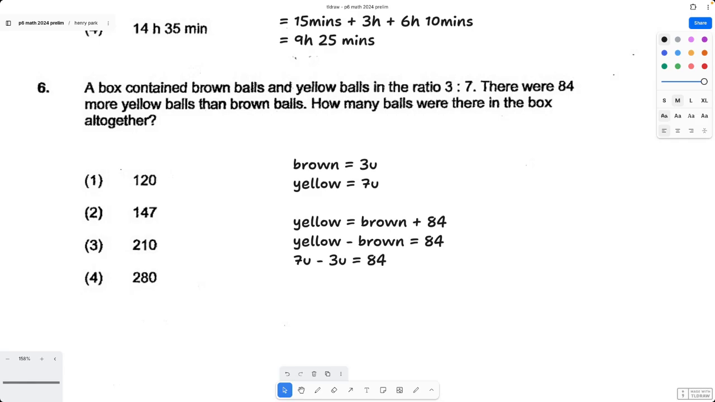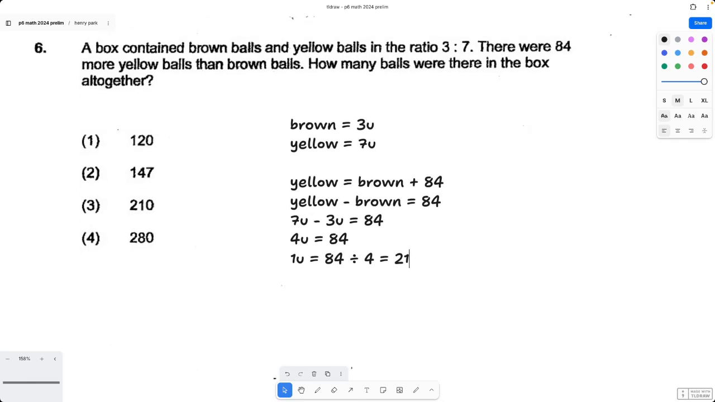So 7 minus 3 is 4 units equal to 84. And then 1 unit is equal to 84 divided by 4, which is equal to 21, so 1 unit is 21. So total units is equal to 3 plus 7.